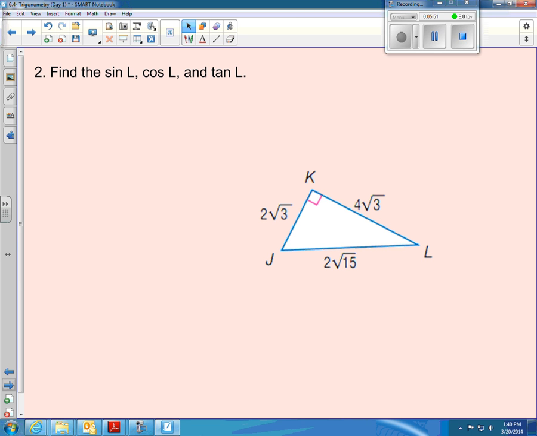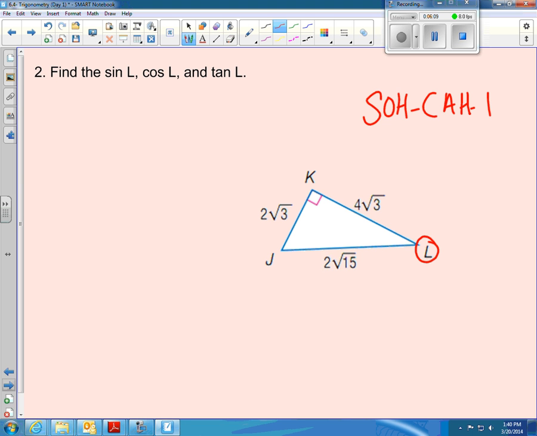Okay, so you should have paused it and we're going to come back here. Now we're going to look at them with some square roots. Square roots aren't scary, so we're just going to tackle these one by one. So it says sine of L, cosine of L, and tangent of L. So here's our reference point. Again, you might want to jot this on the top of your paper so you don't have to keep flipping back and front. So SOHCAHTOA.